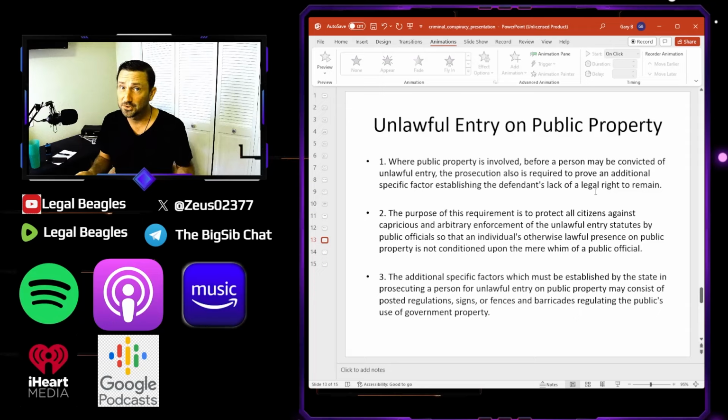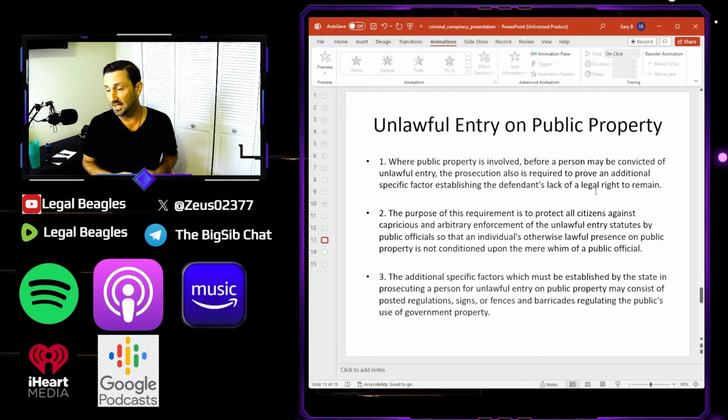The officer signs the complaint, you have to show up, and it's really not a lawful action of due process that they're conducting. And moving on, number 3, the additional specific factors which must be established by the state in prosecuting a person for unlawful entry on public property may consist of posting regulations, signs, or fences and barricades regulating the public's use of government property. So this is talking about government property.